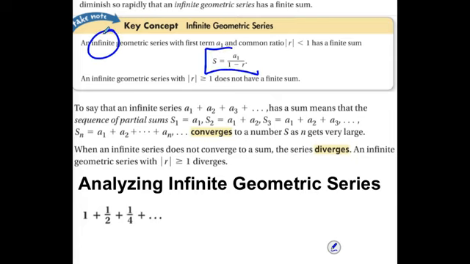All right, and this is the formula you need to put down. Put parentheses around the denominator.